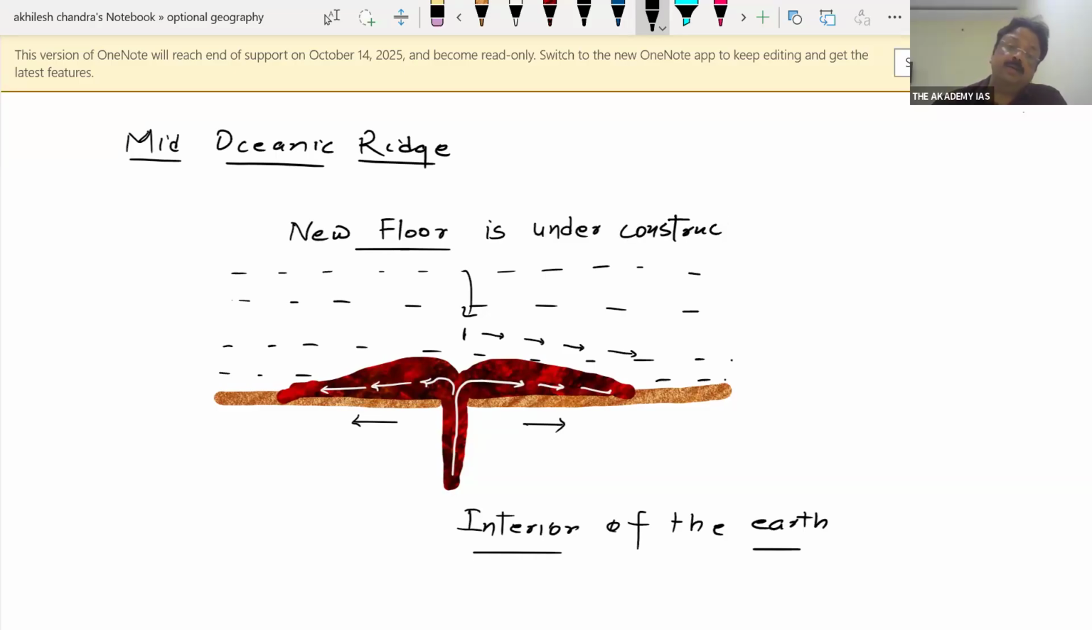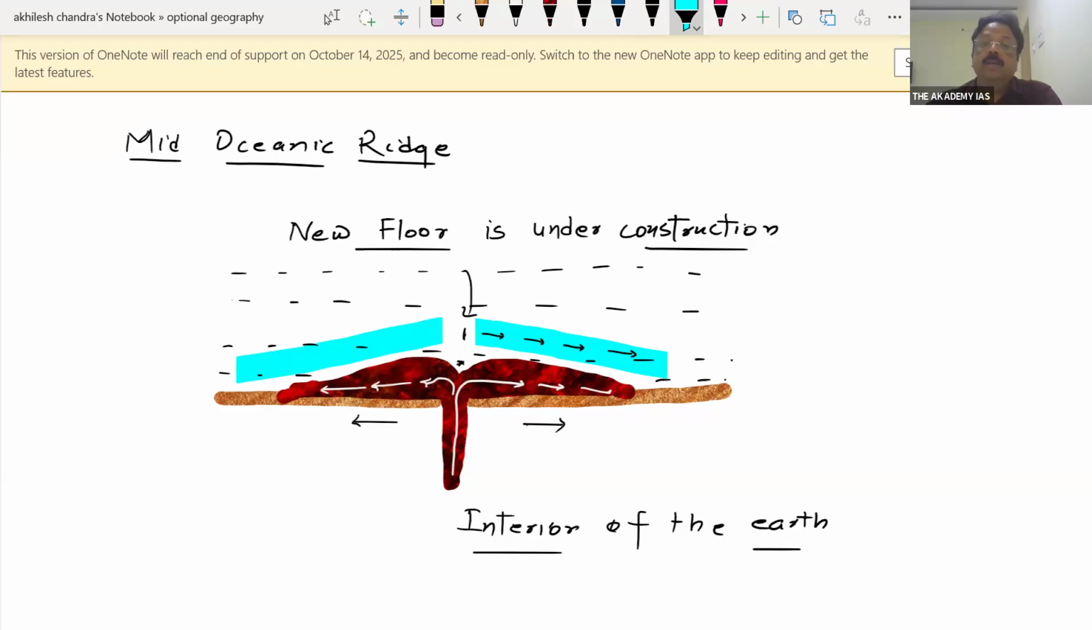It was found that when you are at the center of this mid-oceanic ridge, this is the point. You'll find new magma, today's magma. But as you move away from the center in both directions, you will find the age of the rock is increasing.